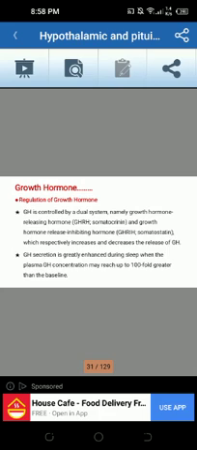Regulation of the growth hormone. GH is controlled by the dual system, namely growth hormone releasing hormone and the growth hormone release inhibiting hormone, which respectively increase and decrease the release of GH. GH secretion is greatly enhanced during sleep, when the plasma GH concentration may reach up to 100-fold greater than the baseline.